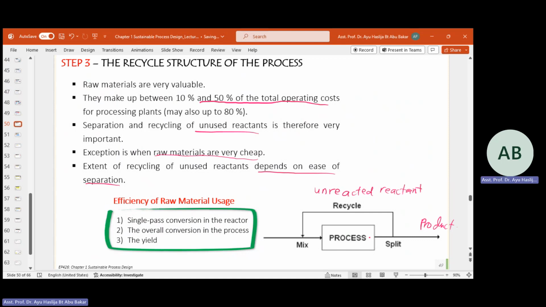Meaning that here, once the outlet stream over here, you have product and reactant. So you need to check, is it easy to split between the unreacted and the product? If it is not easy, then consider no recycling. Okay, do not recycle. There are a few cases later on you will see. If it is easy to split, then consider to recycle. If it is not, no need to recycle. Or perhaps you can treat or purify your product.